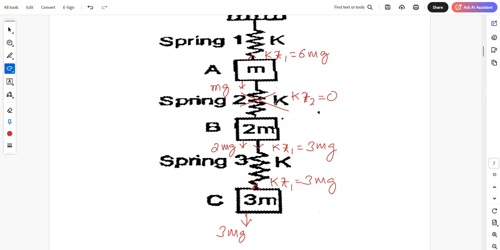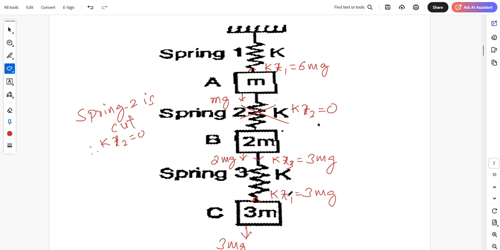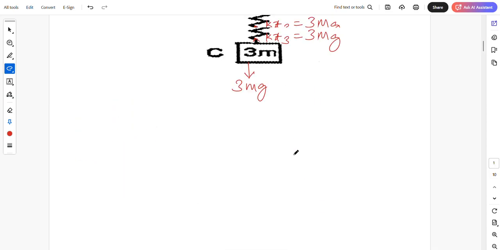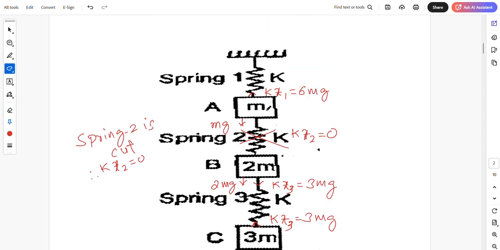Instantaneously kx2 becomes 0 if we cut. Spring 2 is cut. Therefore kx2 is equal to 0. There is no effect on kx1 and kx3. Kx3 will be 3mg itself, which we have written already here, and then kx2 is 0 and kx1 is 6mg. Hope you have understood.